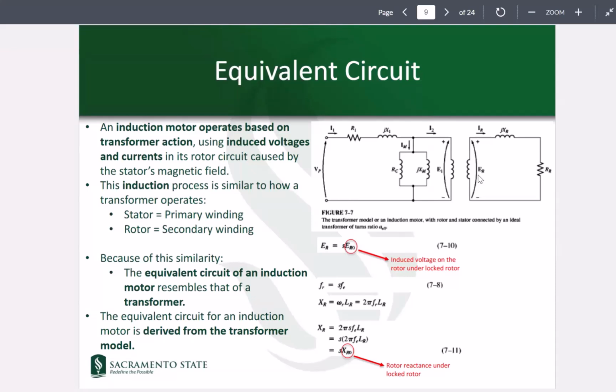And XR, the reactance that we just mentioned, is L times omega on the rotor side, which would be FR. And FR is S times FE. So we can also represent the reactance on the rotor side with respect to the reactance on the rotor side under locked rotor conditions. If you call XR0 the reactance of the rotor under locked conditions, then S times XR0 becomes XR, right? Why we're doing this is that we want to simplify this diagram because of its variability with the slip and all of that. We want to make it as simplified as possible.